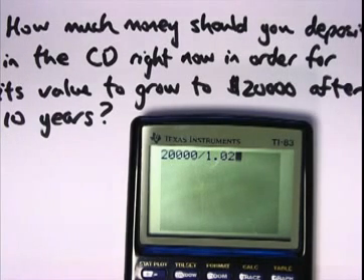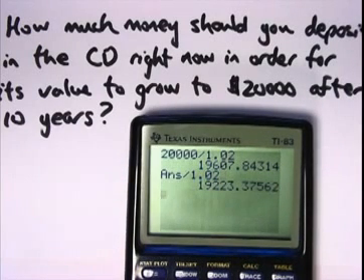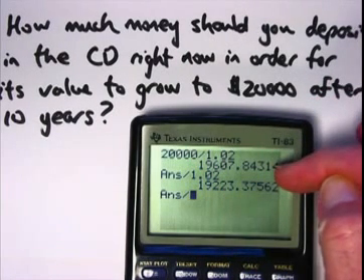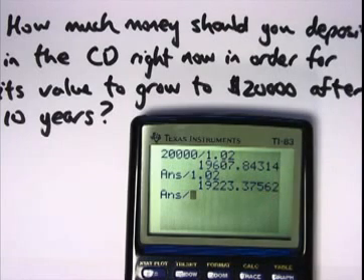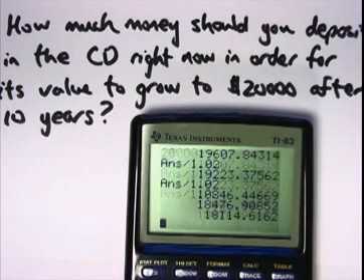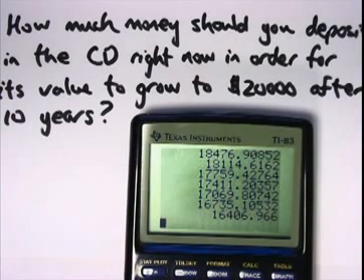You know, if you have $20,000 after 10 years, how much is going to be in there after 9 years? And how much is going to be in there after 8 years? So this was $20,000 after 10 years. That's how much will be in there after 9. This is after 8. Continue dividing by 1.02. This is after 7. 6, 5, 4, 3, 2, 1, 0. That's how much we'll have to start with to get $20,000 after 10 years.